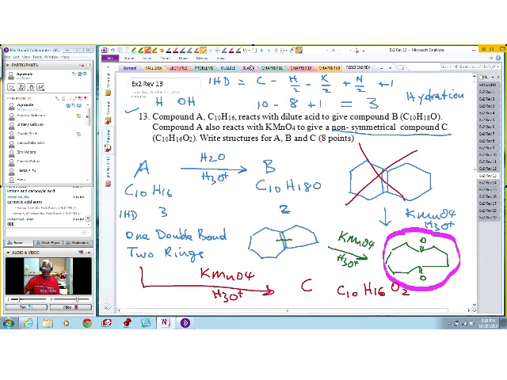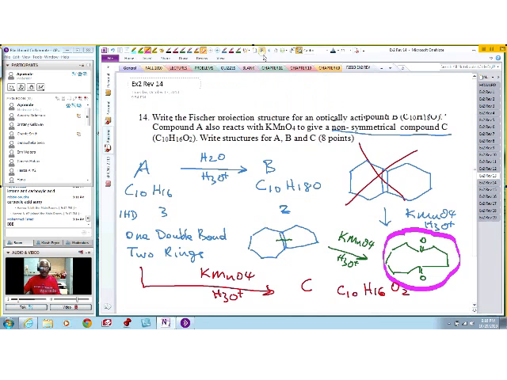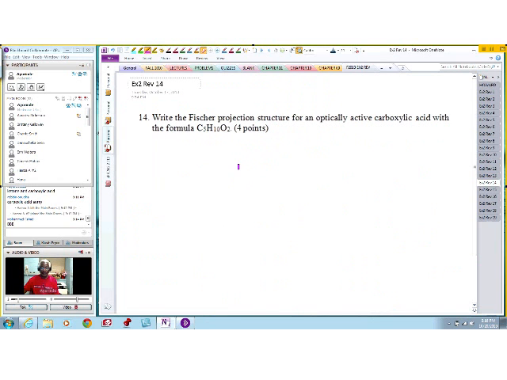Okay, so let us go to the next one. I think we are almost there, 5 more minutes and then we call it a day. Okay. Number 14. Matake Hutchinson, can you read 14 for us? Write the Fisher projection structure for an optically active carboxylic acid with the formula C5H10O2.